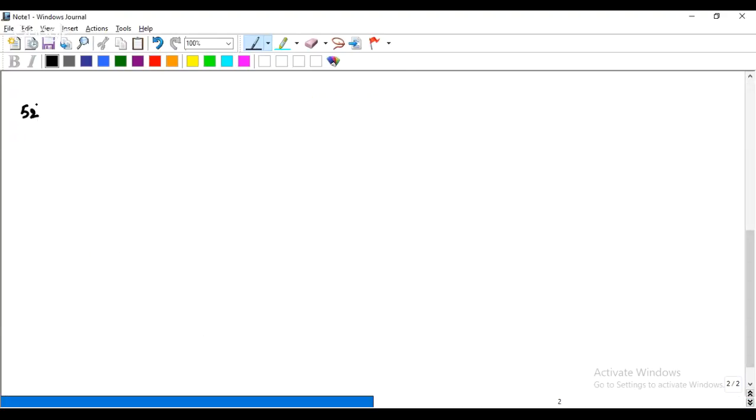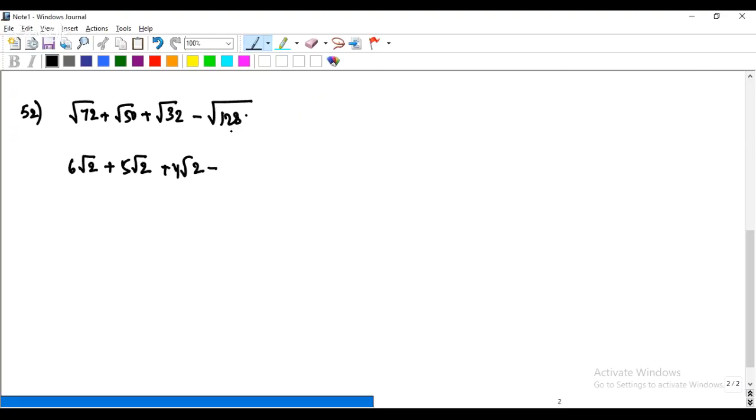52nd, they're asking you to find the value of root of 72 plus root of 50 plus root of 32 plus root of 18 minus root of 128. You can say this can be written as root 36 into root 2, root 36 is 6 root 2. Root 25 is 5 root 2. Root 16 is 4 root 2. Root 64 is 8 root 2.